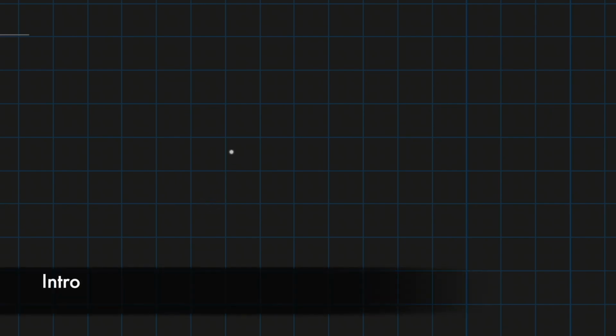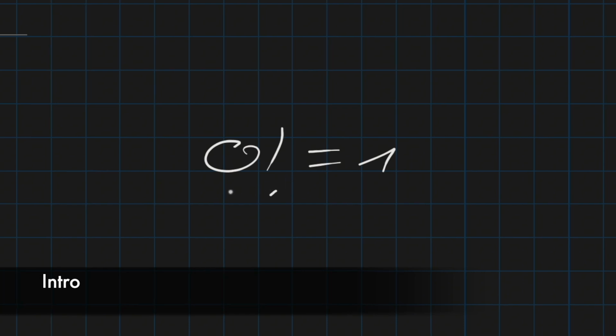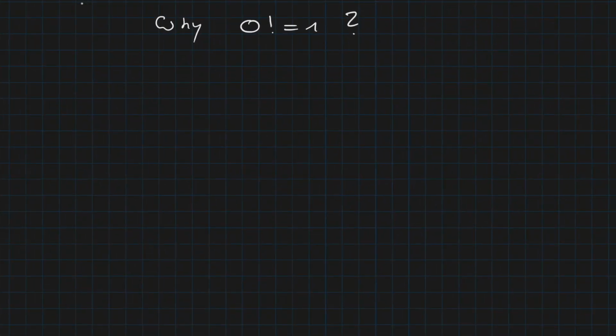So for this reason, 0 factorial must be 1. Any other definition of 0 factorial would not be in line with the pattern we have just seen. We were always taught in school that 0 factorial equals 1, and now we would like to explain why this really makes sense.